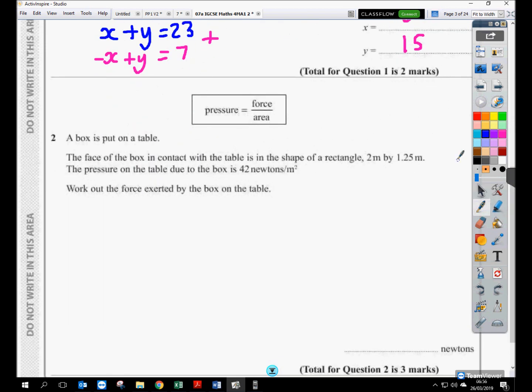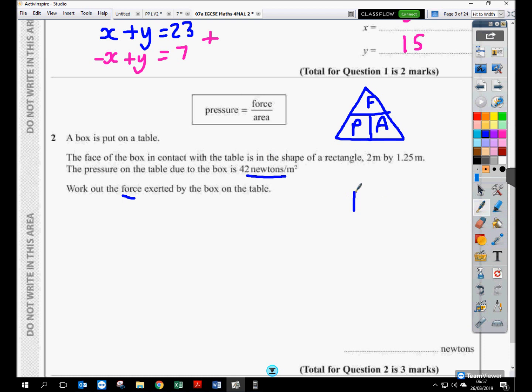Next question. So we can draw a triangle if we like for pressure. The formula for pressure is force over area. Right, so the pressure is 42 newtons per meter squared. It wants us to work out the force, and it gives some information about the face of the box which is in contact with the table.